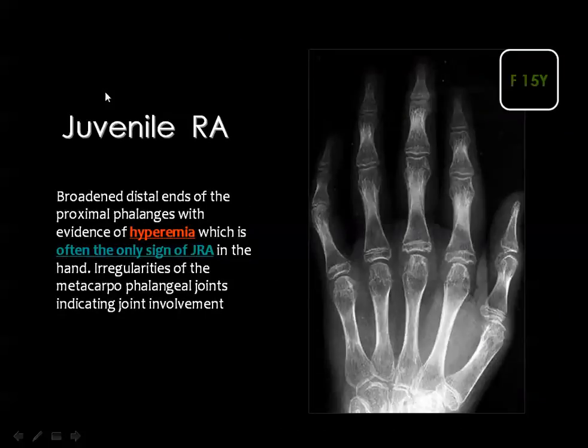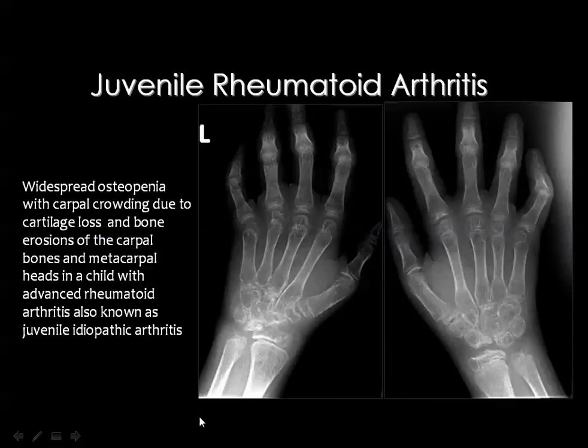And this is a case of juvenile rheumatoid arthritis, showing hyperemia around the joint with consequent loss of bone density, or what is known as juxta-articular osteoporosis. According to the literature, this may be the only finding in cases of juvenile rheumatoid arthritis.